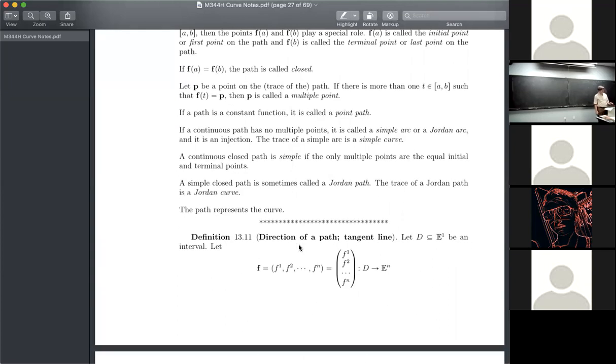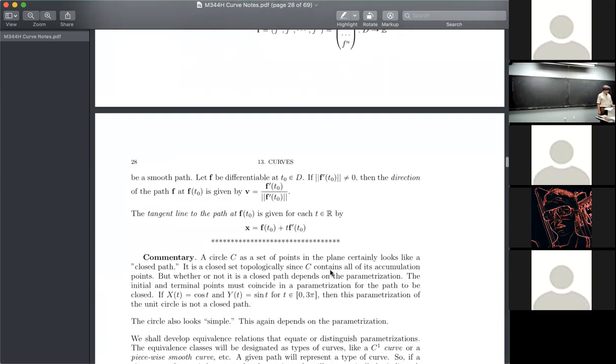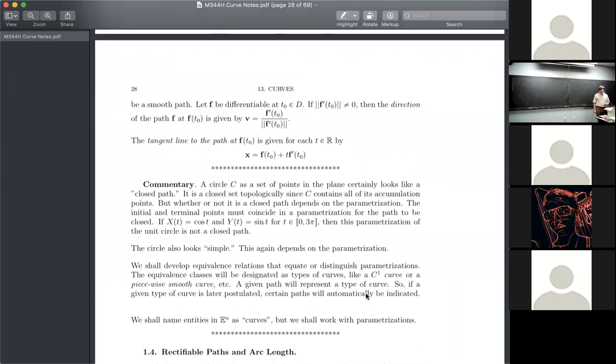Also, the direction of a path turns out to be the derivative of the function that describes the path. And that's on the next page, 28. The actual direction of the derivative is that vector multiplied by 1 over its length. If you remember, to normalize a vector is to make it length 1, and things of length 1 are directions. So the direction of the tangent vector is going to be the derivative of the function describing the parameterization, and the direction would be that same vector of length 1. That's on page 28.